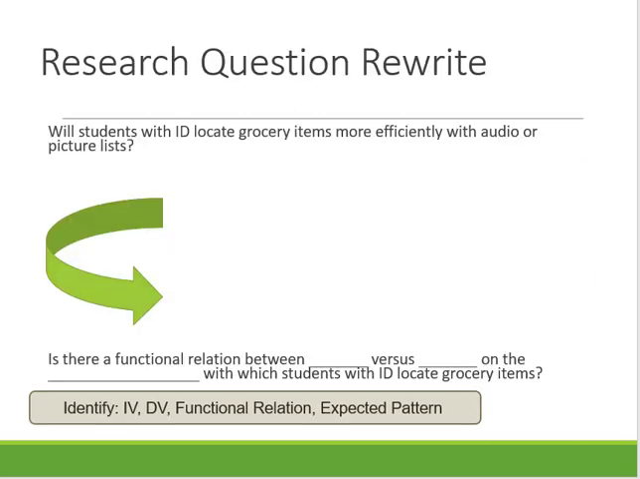If you were going to implement a direct replication of the study with the question, will students with ID, intellectual disability, locate grocery items more efficiently with audio or picture lists? How would you write the research question using the is there a functional relation frame? Is there a functional relation between blank versus blank on the blank with which students with ID locate grocery items?